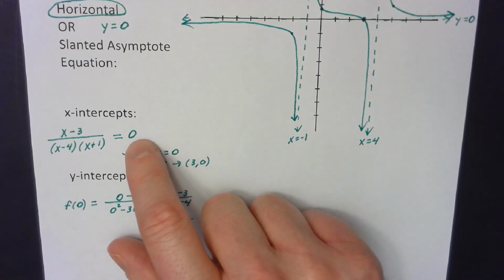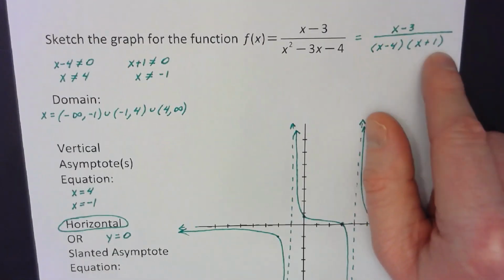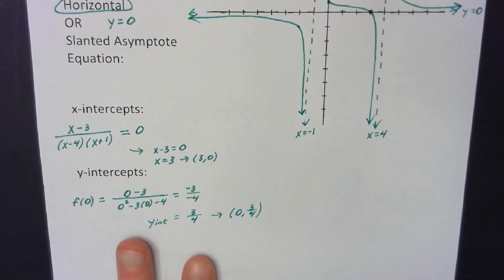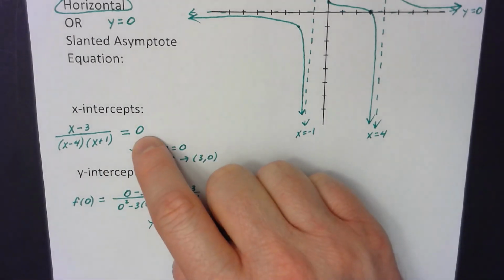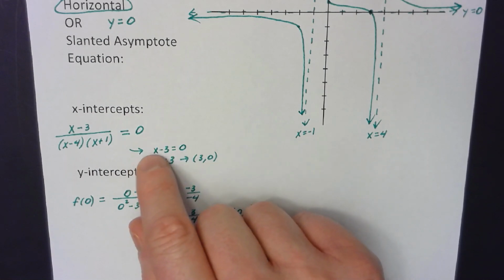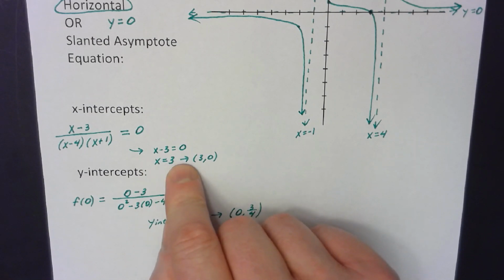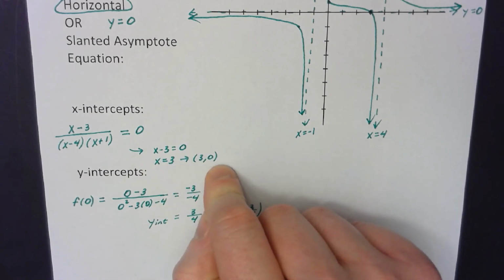What about x-intercepts? You just take your original equation, or you'll see I took the factored version of that original equation, and you say x-intercepts occur when y is equal to 0. So I just set my original equation equal to 0. And if a fraction is equal to 0, the only way a fraction can equal 0 is if the numerator equals 0. So you really only need to set the numerator of the fraction equal to 0. That's going to give you x equals 3. So I know I have an x-intercept at the ordered pair (3, 0).